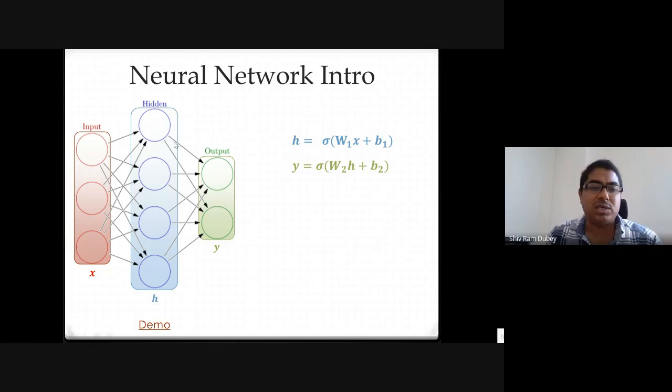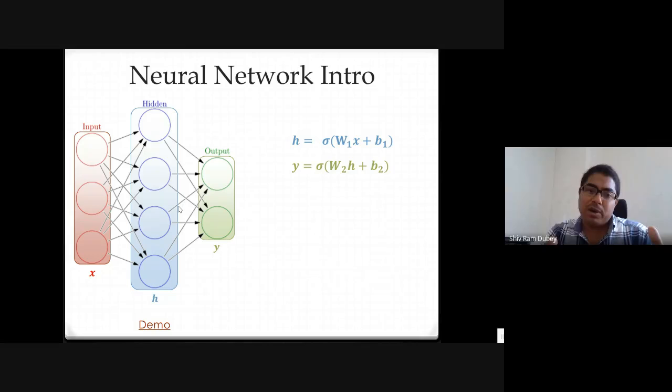So in this example, we can assume that we have two classes, and these two neurons are going to give us the class scores for those two classes. And what is the importance of this hidden layer? Basically, if we have more and more hidden layers, then our neural network will become deeper.